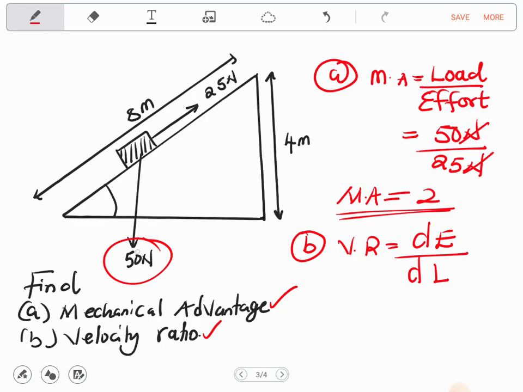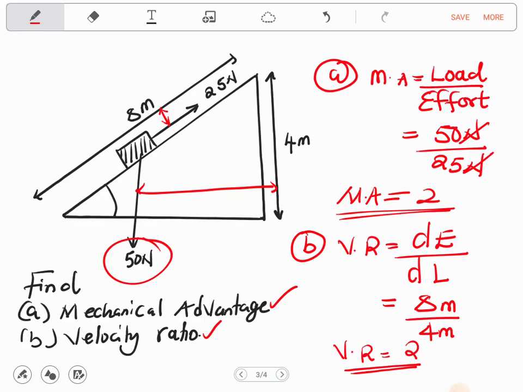And it's pointing downwards. So the distance parallel to the load, that is the distance moved by the load. While the distance parallel to the effort is the distance moved by the effort. So the distance moved by the effort in this case will be 8 meters over 4 meters, giving us the velocity ratio also as what?